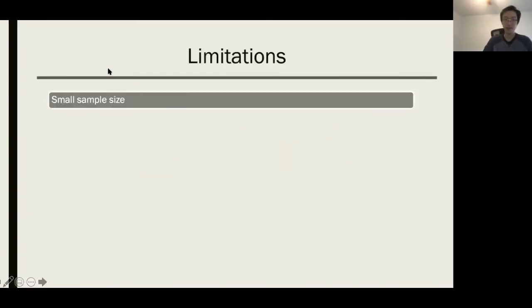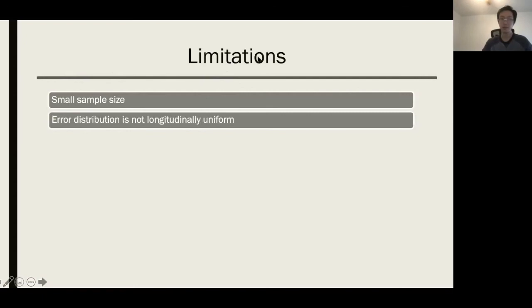Yeah. So as I mentioned, the main limitation is a small sample size. And that will result in the kind of trends that you saw there, where the model is bad at predicting certain values. And related to that, the error distribution isn't uniform longitudinally. So it's good at predicting the start and end, but isn't good at predicting the middle.